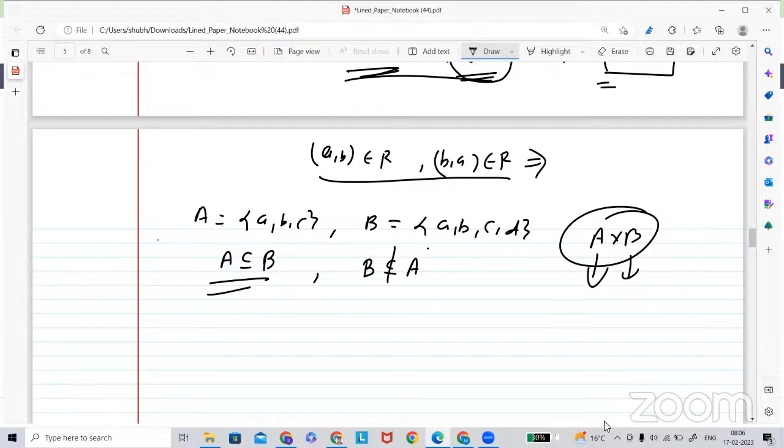AB and BA will be there, but the last element of A, which is not there in this A, that is D, is not there. So we cannot conclude DA will be there. Yeah, DA will not be there.